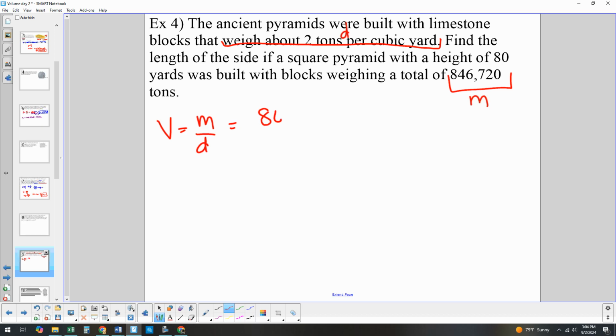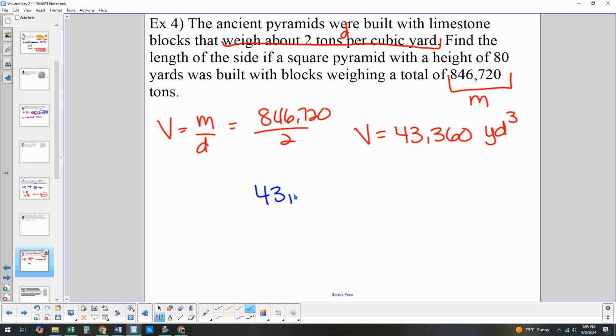So we're going to take 846,720 and divide it by 2. So we get a volume of 43,360 cubic yards. I know the height of the pyramid is 80. So if I take my volume and equal it to the volume formula, right, BH over 3. I don't know B this time, but I know H is 80. So I'm going to multiply my 43,360 by 3 and divide it by 80 all at once. So B is equal to 1626.